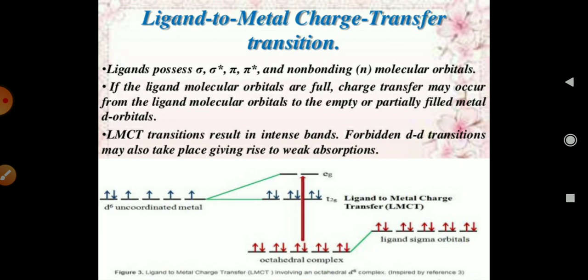In this diagram here you can see the filled orbital of ligand and the half-filled or unfilled orbital of metal. So the interaction between the ligand to metal is, you can see here, in t2g and eg of a metal, the central metal atom.